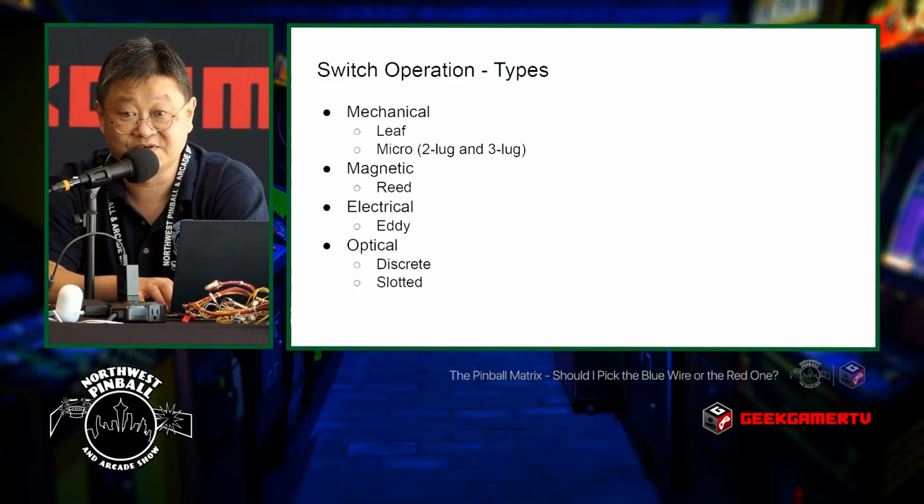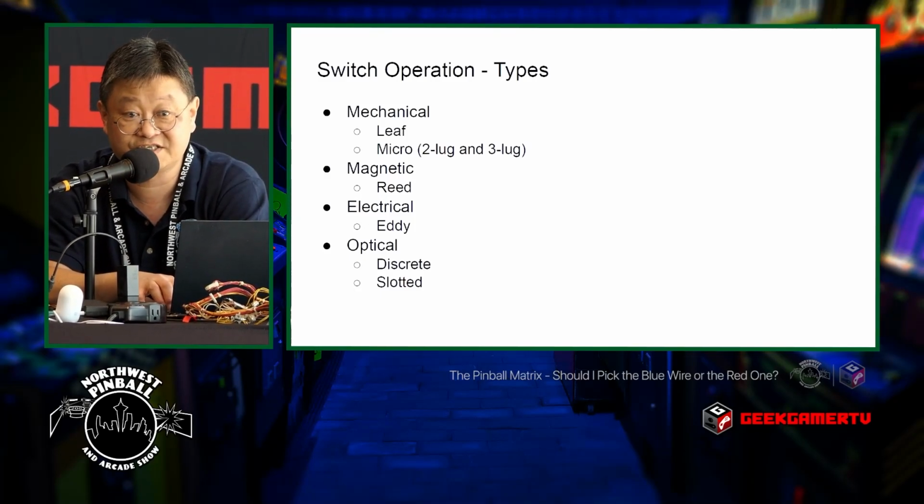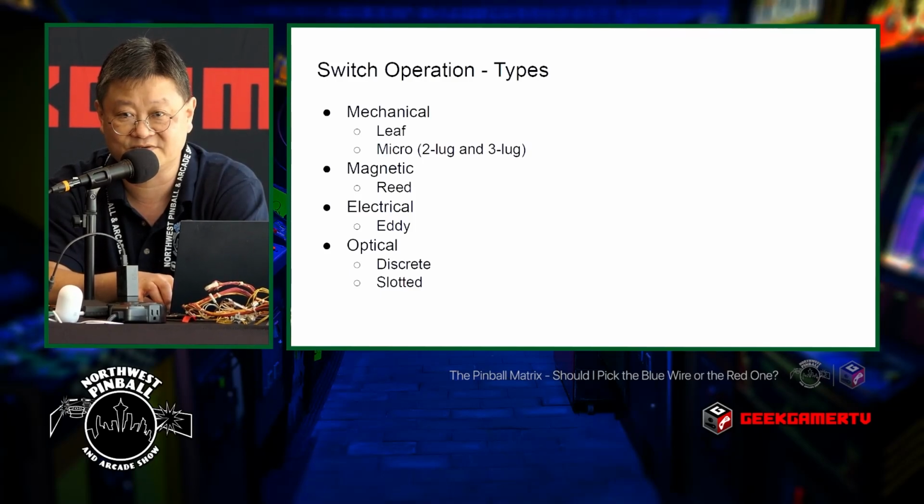Magnetic switch, which is otherwise known as a reed switch. This is where you move a magnet, or the change in the magnetic field causes the contacts, which are magnetically related, to either close or open by virtue of the change in the magnetic field.